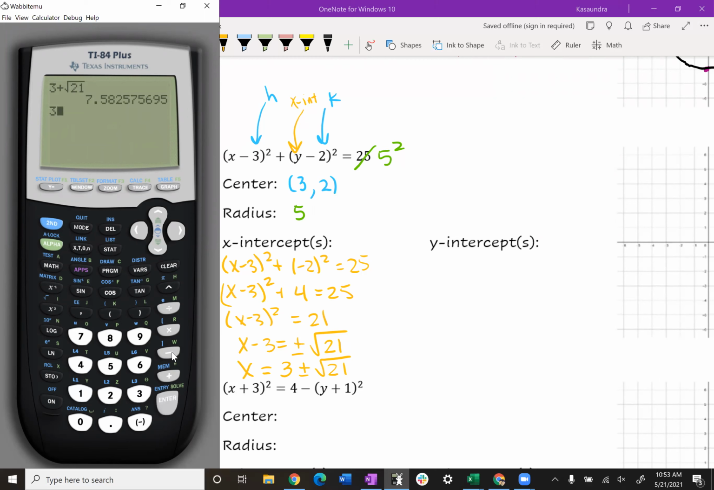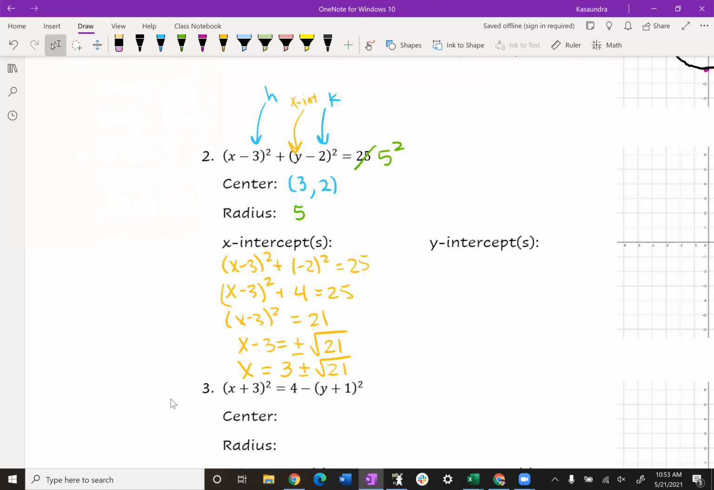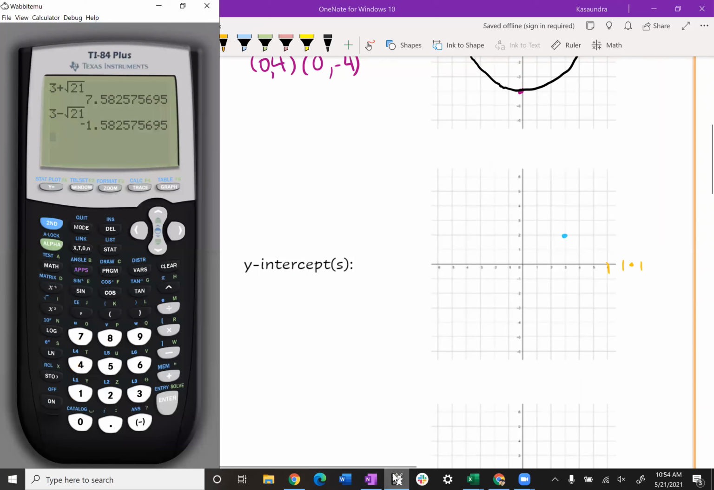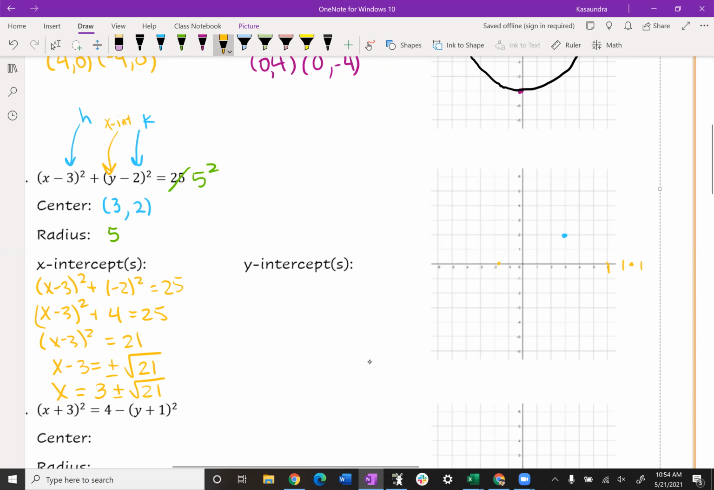Okay, plus or minus, so 3 minus the square root of 21. These are my two x-intercepts. All right, so like a 7.6, positive 7.6-ish. Here's 5, 6, 7, 8, so like 7.6, a little over 7.5 there. And then the other was at negative 1.6 if I round, a little over negative 1.5-ish. So those are my two x-intercepts.